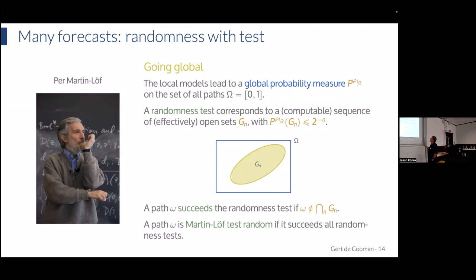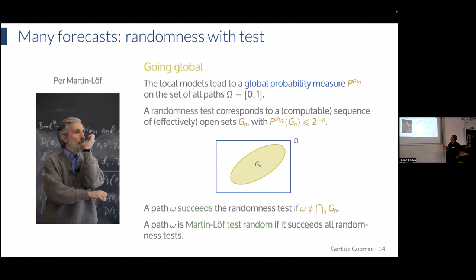And I have this sequence of open sets of this type, and it's an infinite sequence, and I can calculate each of these subsequent sets. The idea is that they are such that the probability of this set at n will become smaller and smaller with n in this exponential fashion. A sequence of sets that will become increasingly unlikely, increasingly improbable. And then a path succeeds a randomness test if it's not in the intersection of all these sets.